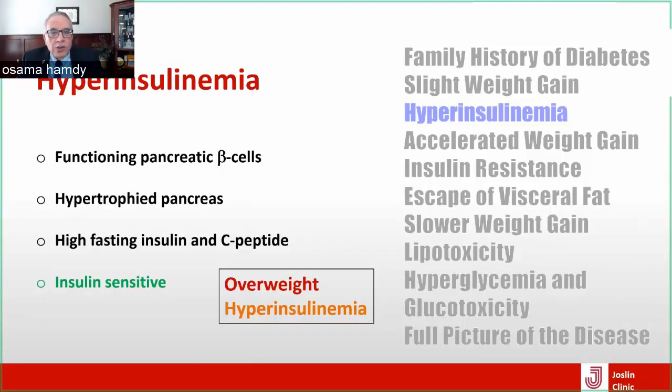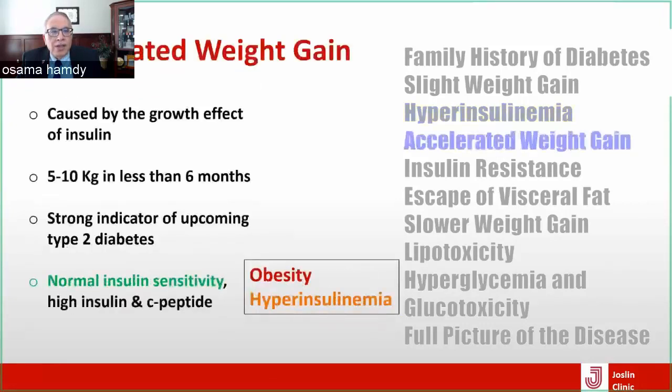So if you are insulin sensitive and you have high insulin, what will happen? What will happen is that there will be an accelerated weight gain because insulin is a growth hormone, and the growth effect of insulin can lead to 5 to 10 kilograms of weight gain within a very short period of time.